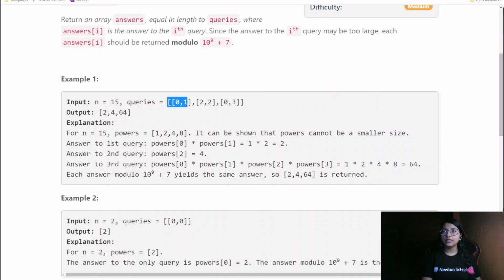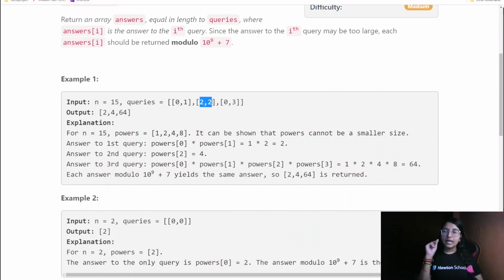Now according to the first query, the first index is 0 and the second index is 1. That simply represents that we will be going into our powers array, right? Whatever is there at power 0 and whatever is there at power 1, we are required to multiply them both and store at the first index of our answer. That is what they are doing here, and that is what we will do and return as our answer.